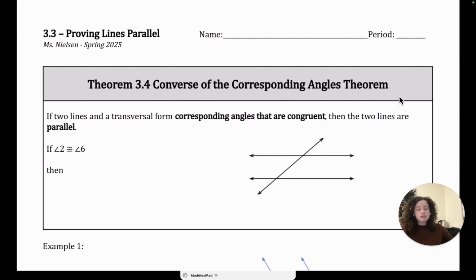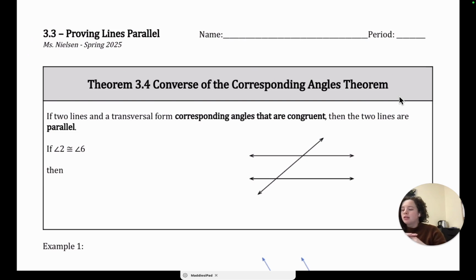Great news is most of what we're talking about is just about the theorems. So first thing, we covered what the word converse means. Absolutely no problems with that. Second thing, theorem 3.4, that means that we are in chapter 3. This is the 4th theorem that we're talking about. That is all that means. It doesn't mean that it's section 3.4, because actually we're on section 3.3, right?